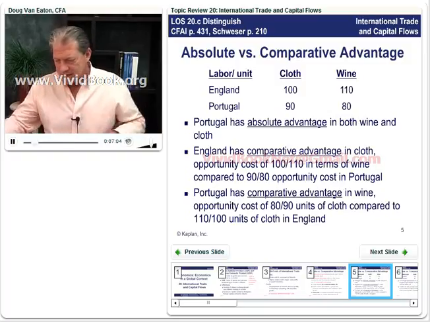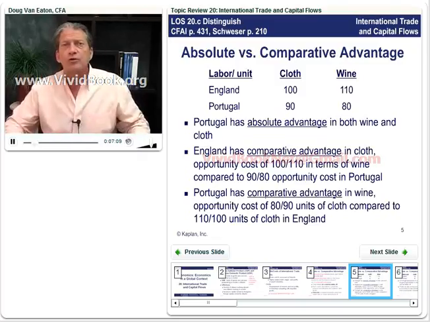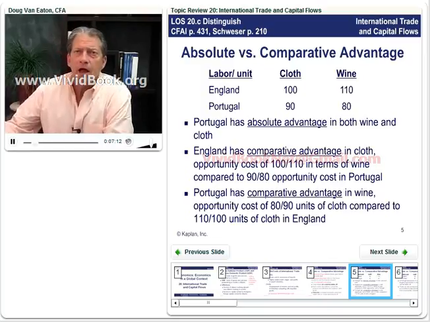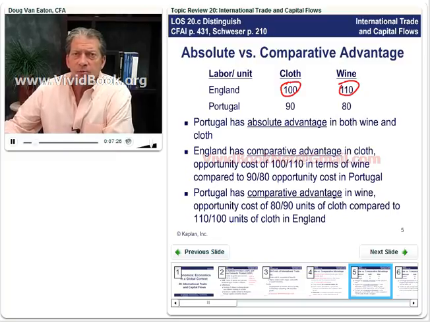Now, to get the comparative advantage, let's just first look at England here. How much cloth do they have to give up in order to produce a unit of wine? What's their relative costs? Well, the opportunity cost is 100 versus 110 in terms of wine. So we're going to say Portugal has a comparative advantage in wine.